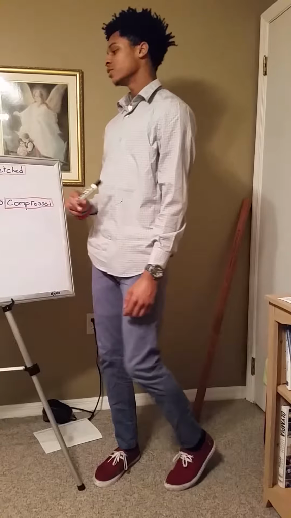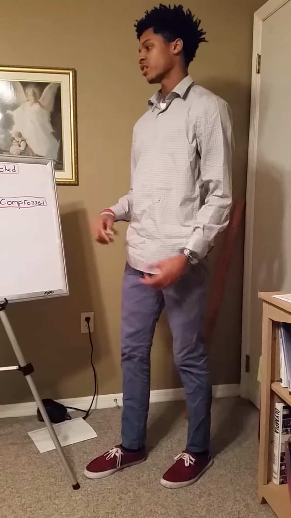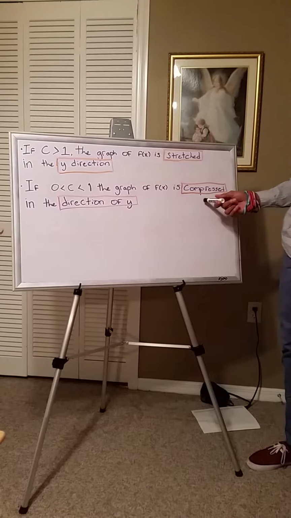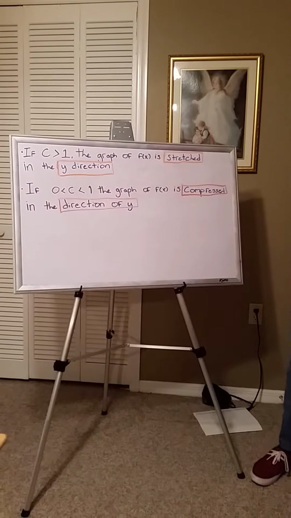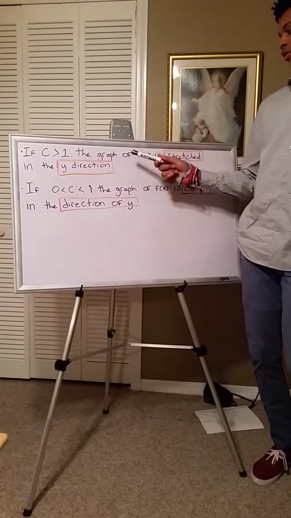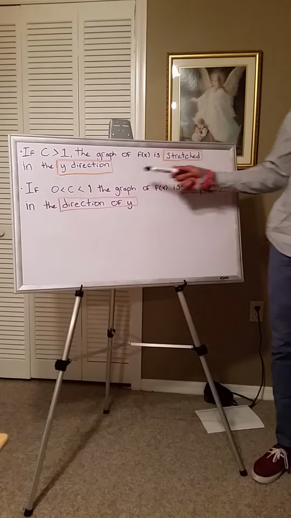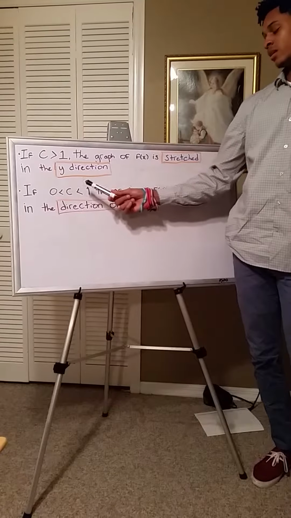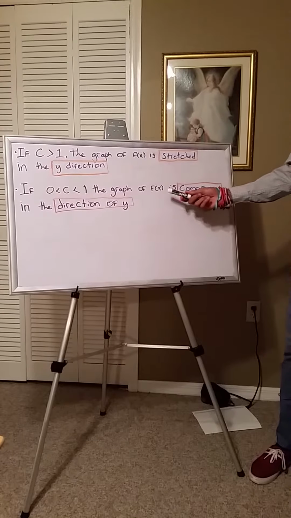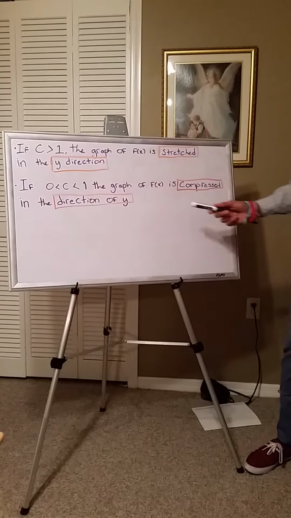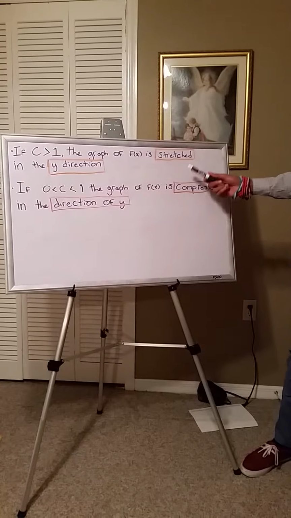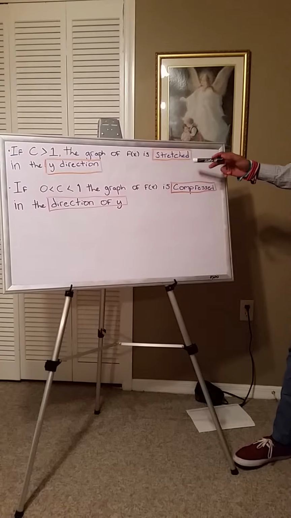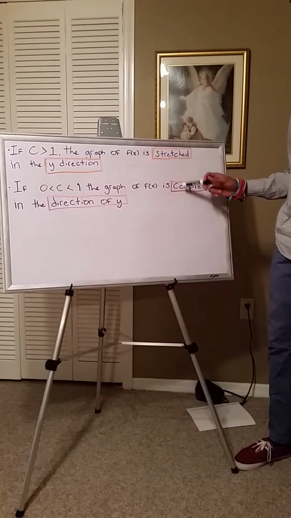So now we're at our last two definitions, and we're going to talk about a vertical stretch and vertical compression. So if c is greater than 1, the graph of f of x is stretched in the y direction. If c is greater than 0 but less than 1, the graph of f of x is compressed in the direction of y. And of course, this seems similar to our horizontal stretch and compression.